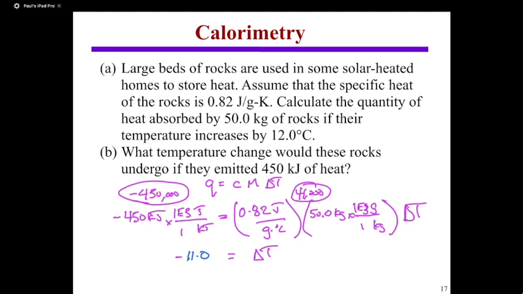Now let's think about this. The rocks give off heat. What would happen to the temperature of the rocks if it gave off heat? The rock temperature should go down, and it should go down by, in this case, 11 degrees. Okay? And so the negative signs make sense.